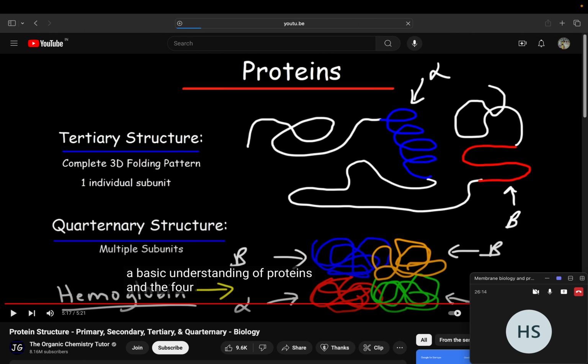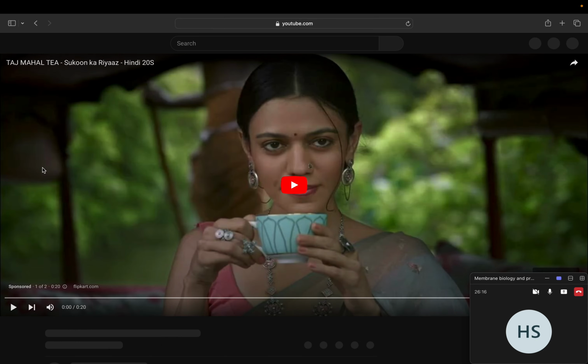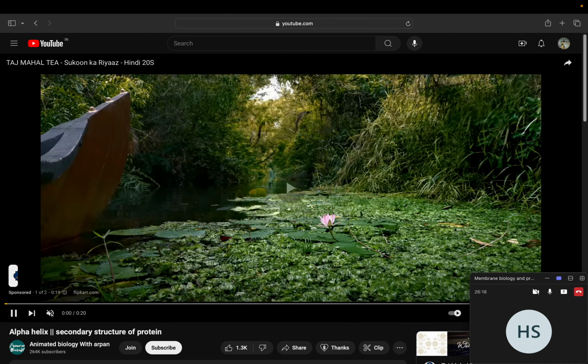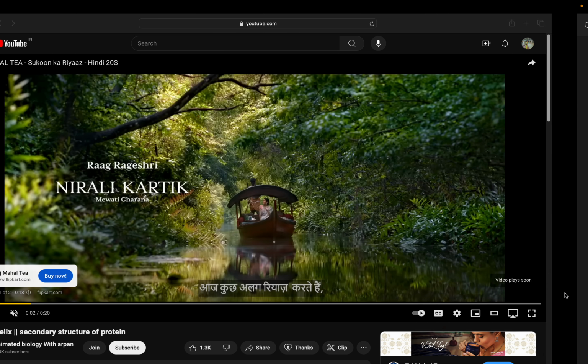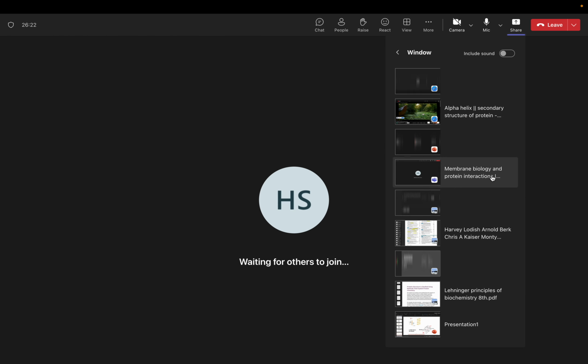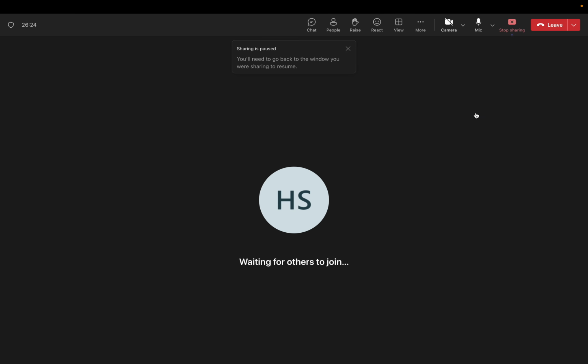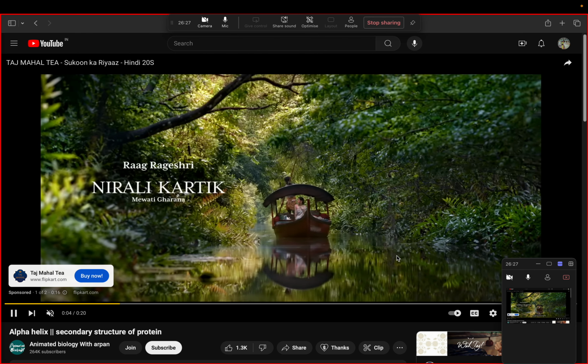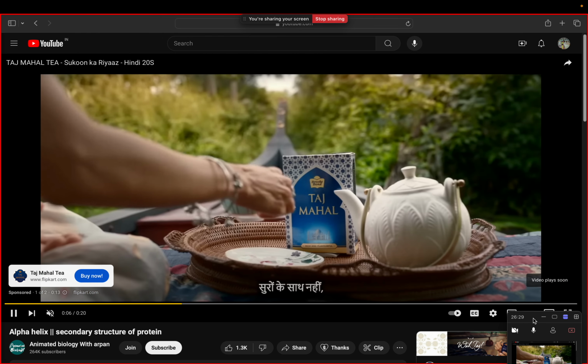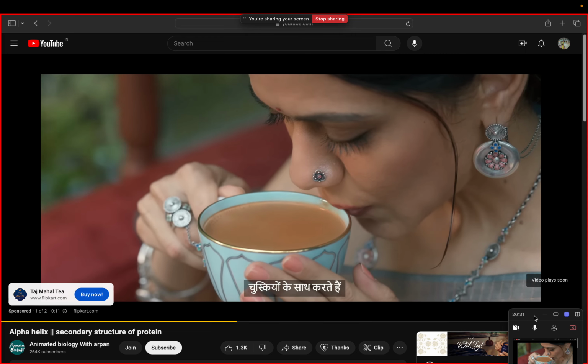alpha helix. We have discussed more about it, but let me share this part of the slides so that we can recall whatever we have studied. Just give me 2 minutes. Yeah, I hope you guys can see my screen. Let me skip the ads.